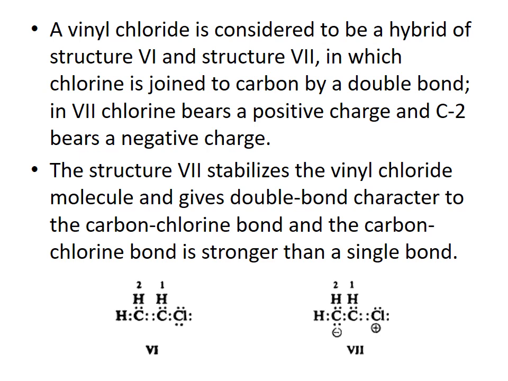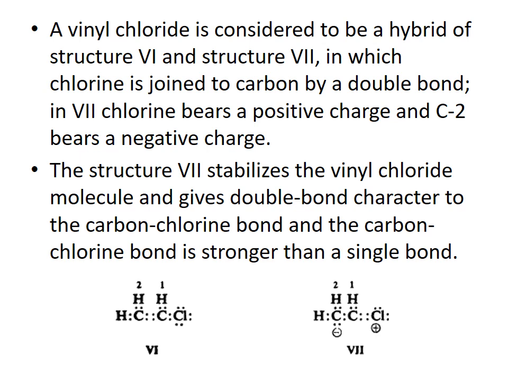Here also the chlorine has the tendency to share more than a pair of electrons with the carbon atom, so that results in the formation of a double bond between carbon and chlorine in the second structure, structure number 7. As a result, chlorine has a positive charge and the negative charge is developed at the second carbon atom. Anyway, vinyl chloride is a hybrid of two different structures, the first and the second, numbered here as structures 6 and 7.